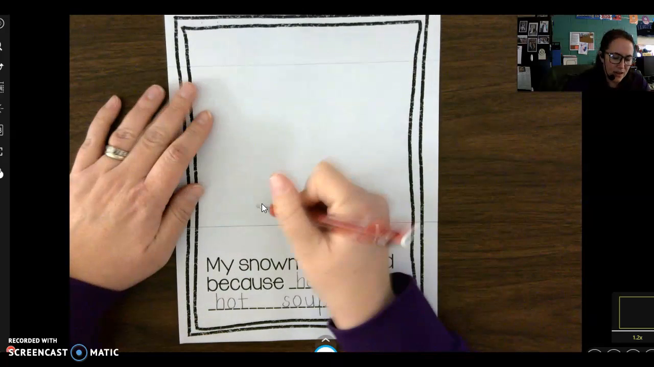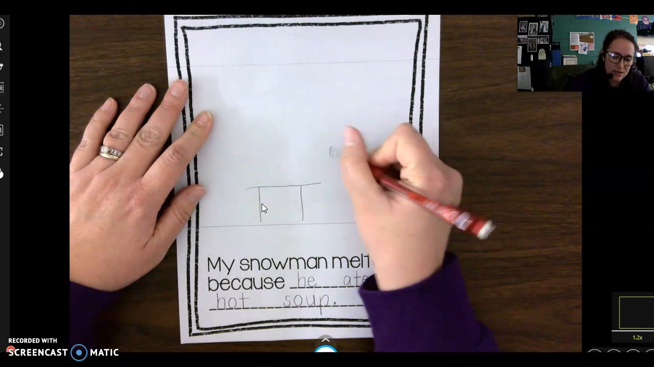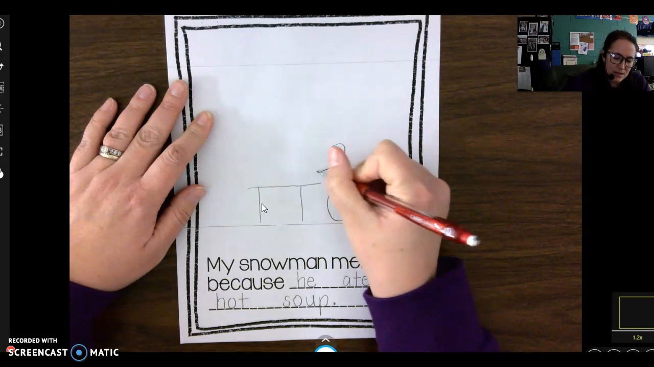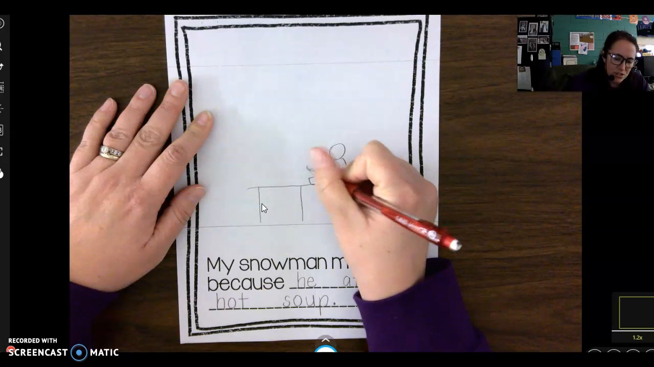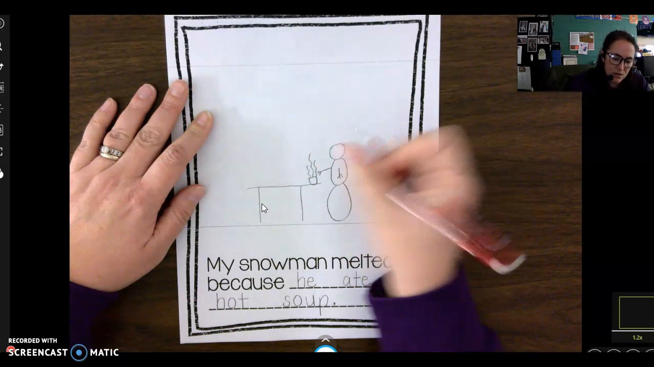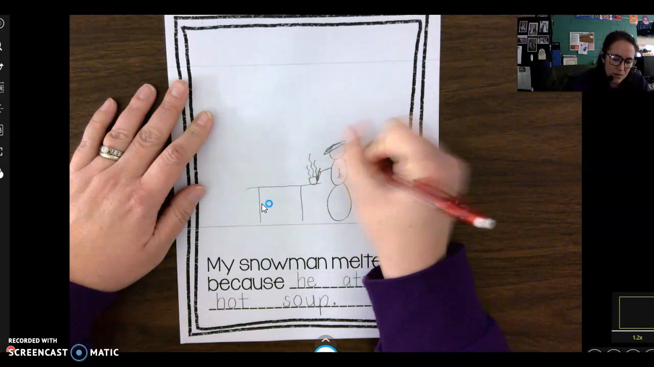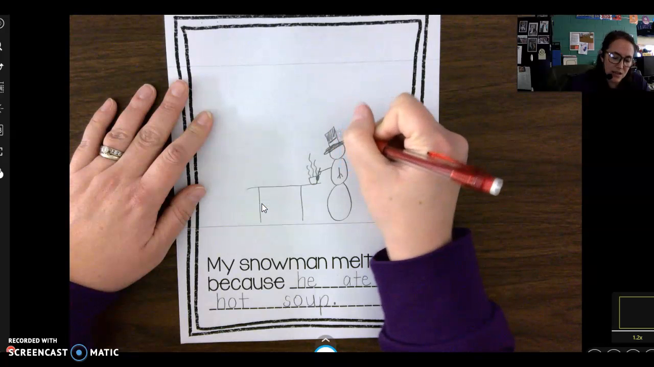I'm going to draw a picture of that. I'm going to draw a table here. And my snowman's going to be standing beside the table, eating his hot soup. I'm going to draw my soup, show that it's hot, some steam. I'm going to put a spoon in his hand. And then I'm going to decorate my snowman up a little bit here. You all can use your crayons on this part to make it nice and colorful.